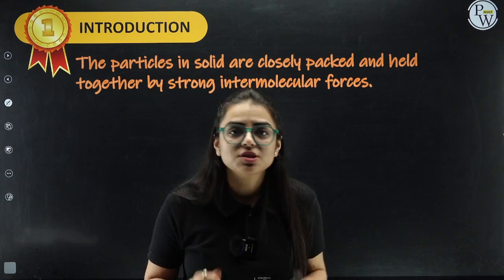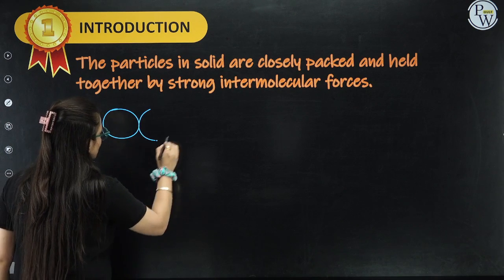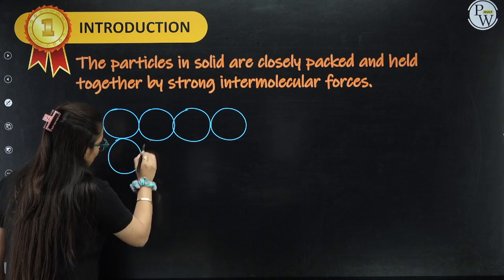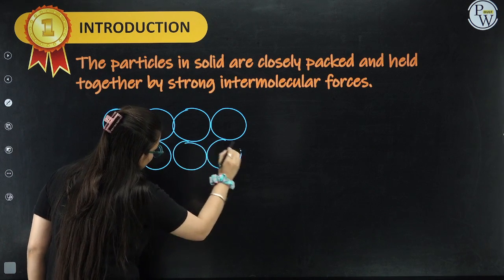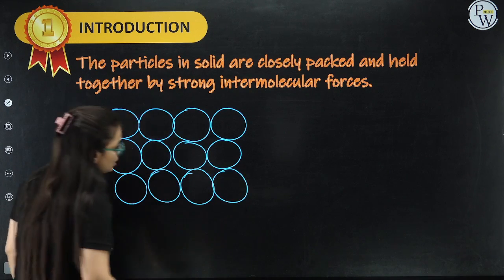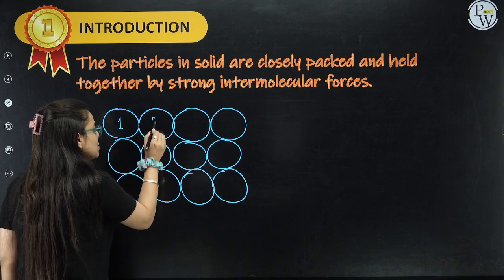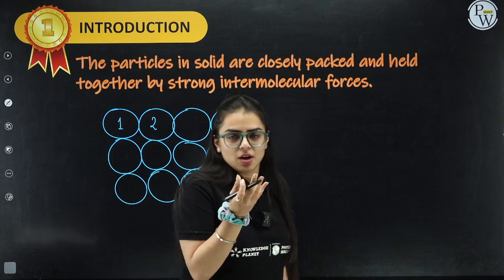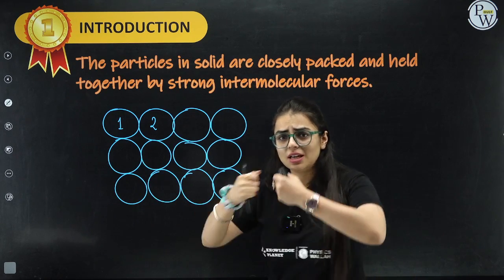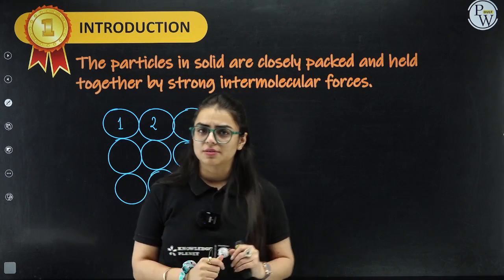Now, what happens in the case of solid, ma'am? Let us draw. For example, this is the first particle, second particle, third particle, fourth particle, and your next layer, the next one over here. So what are you observing? If I say this is your first particle and this is your second particle, is the first particle far away from the second one? No, ma'am. They are so close to each other. That means there is a strong force of attraction between the particles.